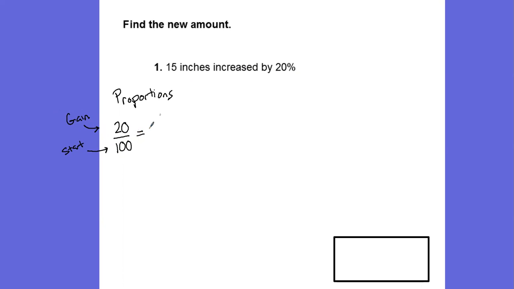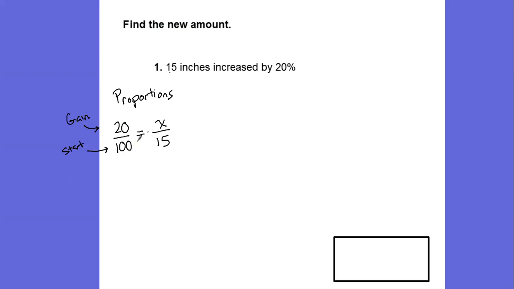So if I'm gaining 20 for every 100 that I start with, well, they tell me that I'm starting with 15 inches as my actual amount or my actual length. So I'm not starting with 100 inches, I'm starting with 15 inches. So gaining 20 for every 100 is the same exact thing as gaining how many for every 15. If you solve this proportion, you're going to get the amount of the gain. Remember, this question says to find the new amount. This setup is going to tell me how much I've increased or how much I've gained.